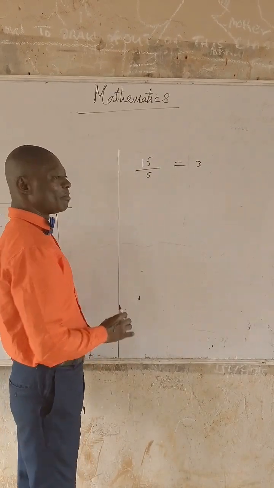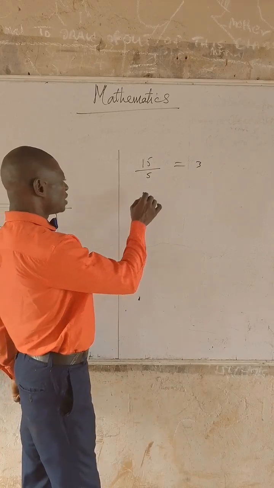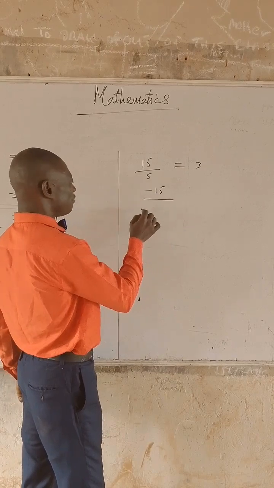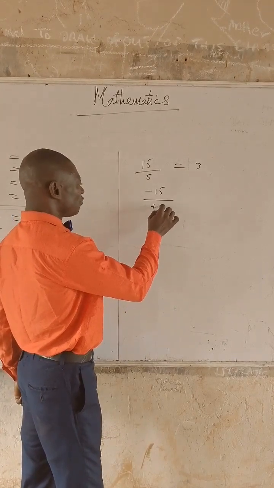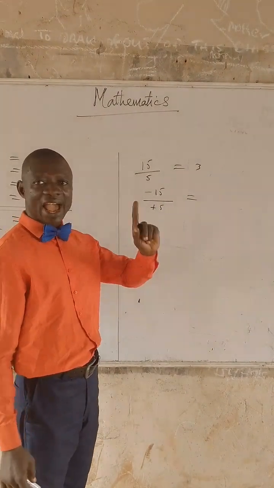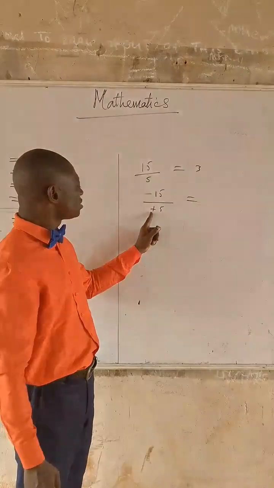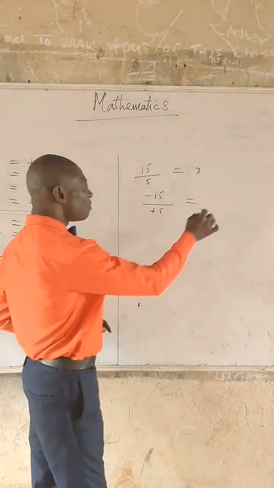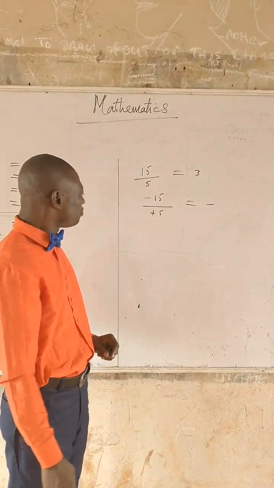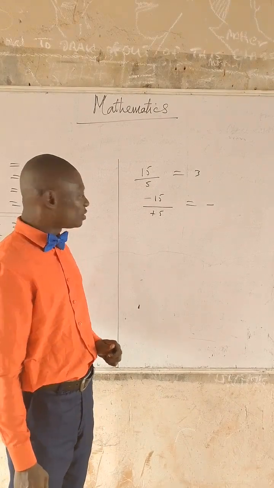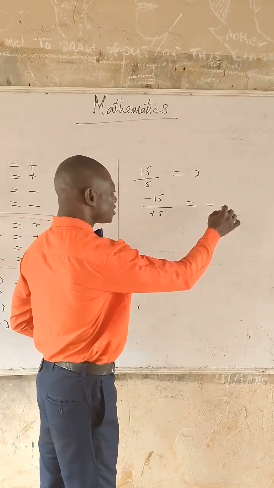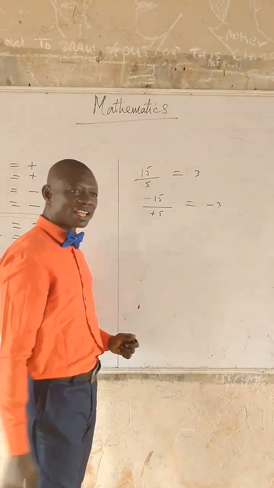Instead of saying minus plus, we know that what we are doing is minus 15, for instance, divided by plus 5. When this happens, we first of all handle the signs. Plus divided by minus will give you minus. So the answer we are going to get from the division must carry a negative sign. 15 divided by 5 will give us 3 as the last answer.